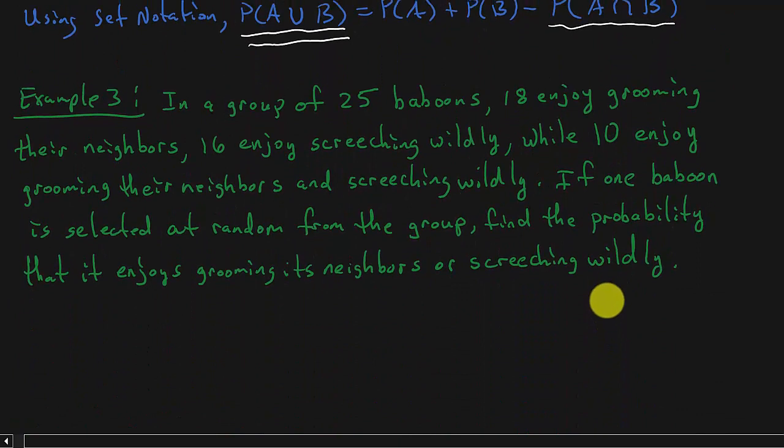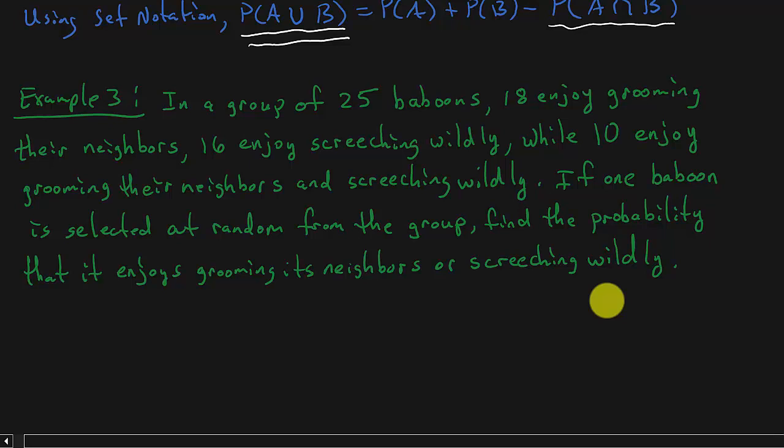So it says in a group of 25 baboons, 18 enjoy grooming their neighbors, 16 enjoy screeching wildly, while 10 enjoy grooming their neighbors and screeching wildly. If one baboon is selected at random from the group, find the probability that it enjoys grooming its neighbor or screeching wildly. All right.